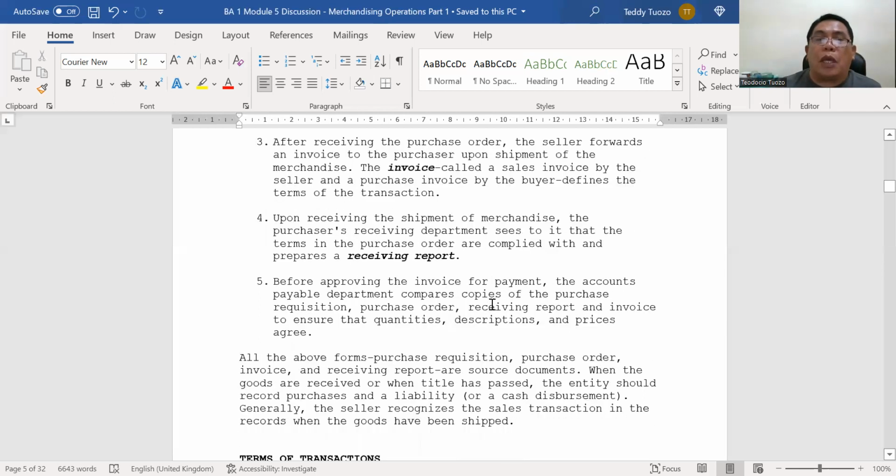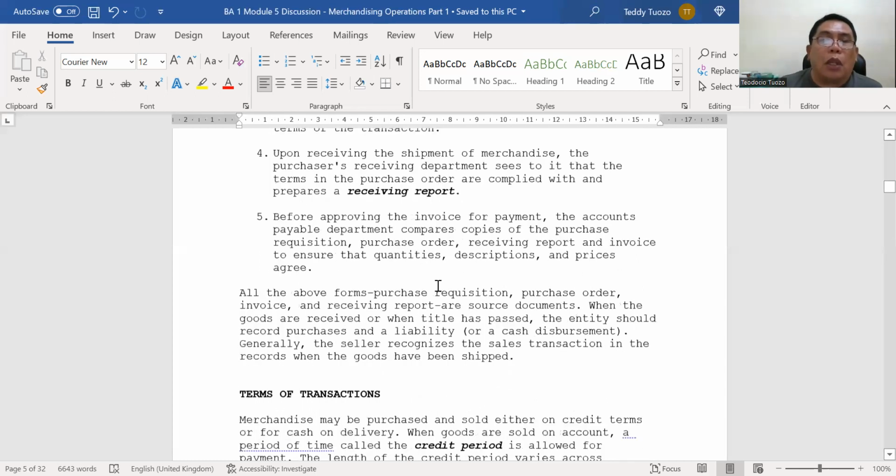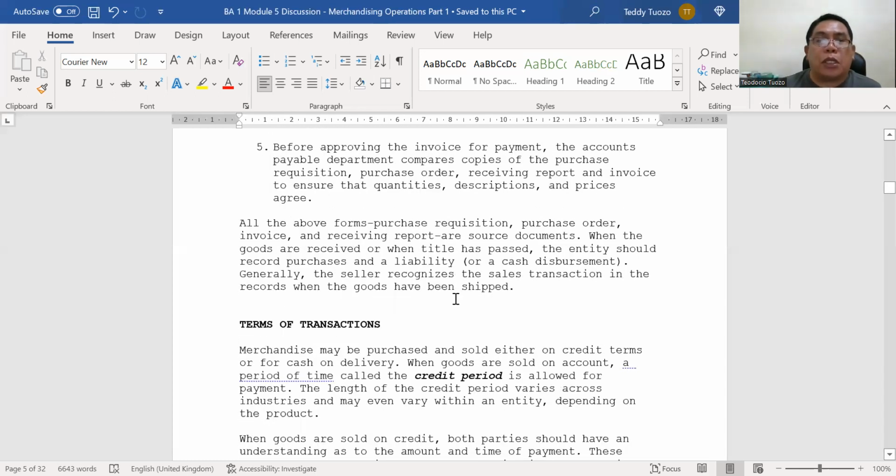Before approving the invoice for payment, the accounts payable department compares copies of the purchase requisition, purchase order, receiving report, and invoice to ensure that quantities, descriptions, and prices agree. All the above forms, purchase requisition, purchase order, sales invoice, and receiving report are source documents. When the goods are received or when title has passed, the entity should record purchases and a liability or a cash disbursement.